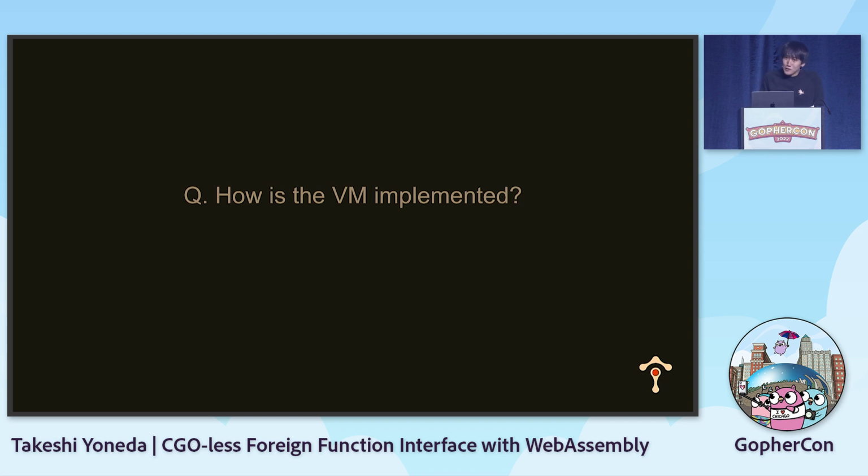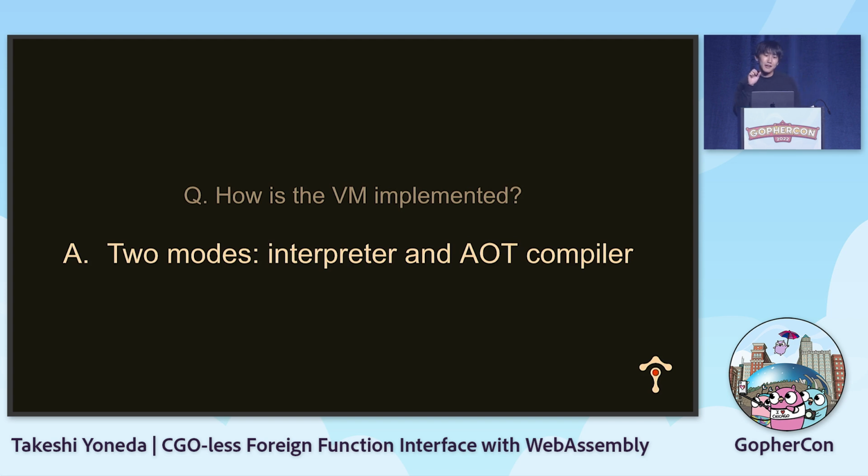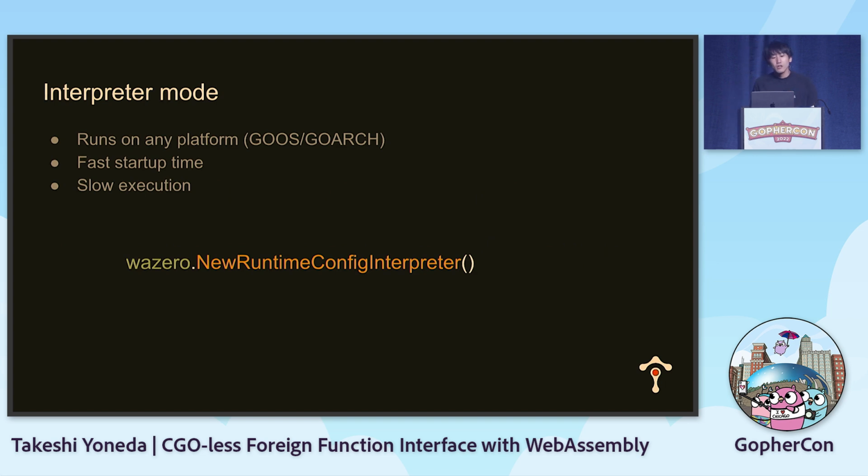And also, you might be curious about how it's implemented and how the execution actually works in the first place. We have two modes: one is the interpreter mode, and the second one is the ahead-of-time compiler mode. Let me explain each of them. In the interpreter mode, it can run any combination of GOOS or GOARCH, right? Because it is an interpreter, it has a fast startup time, as you expect, but it is slow.